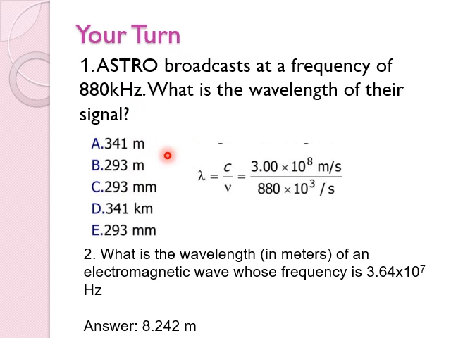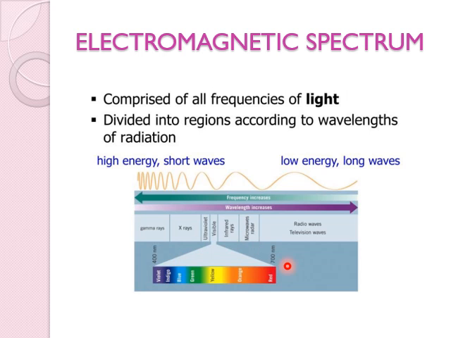All right, in this exercise, you need to know that light is actually divided into a few regions according to the wavelength of the radiation. So we have the visible wavelength, where we see the colors, all the colors that we have in front of our eyes, like red, orange, yellow, green, blue, indigo, and violet. This is between 400 nanometer and 700 nanometer.